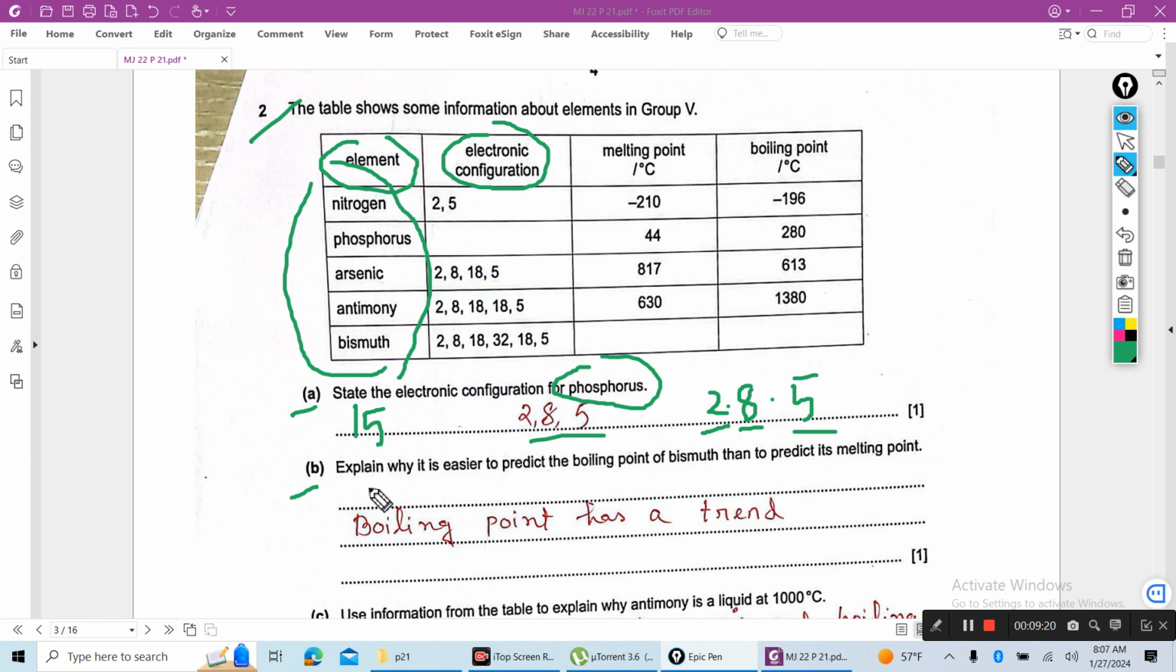Now B, explain why it is easier to predict the boiling point of bismuth than to predict its melting point. You see, the boiling point gradually increases from -196. That means the boiling point has a regular trend, increasing. But the melting point increases, then decreases again, so it has no regular trend. That's why determining the boiling point is easier compared to the melting point.